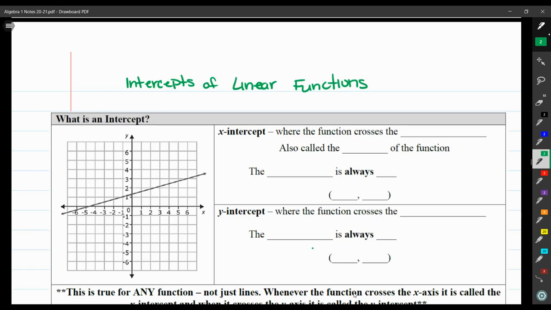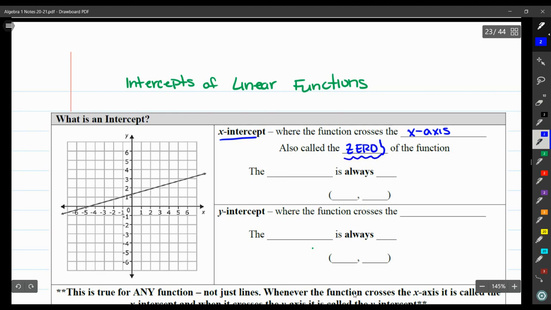Intercepts of linear functions. So we're going to talk about an x-intercept and a y-intercept and how to find them from different forms of lines. So what is an intercept? Well, an x-intercept is where the function crosses the x-axis. This is also called a zero of the function.